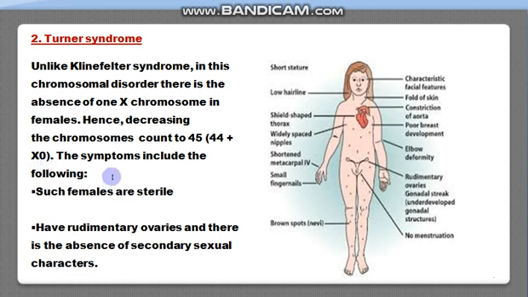The symptoms of Turner syndrome are that these females are sterile, unable to reproduce, and they have rudimentary ovaries and absence of secondary sexual characters. That is, there is absence of breasts and other secondary sexual characters, and rudimentary ovaries mean the ovaries are not well developed in such females. So this is Turner syndrome.